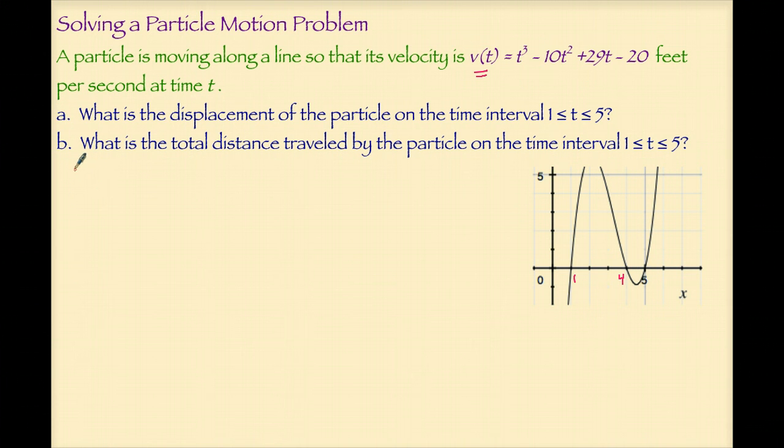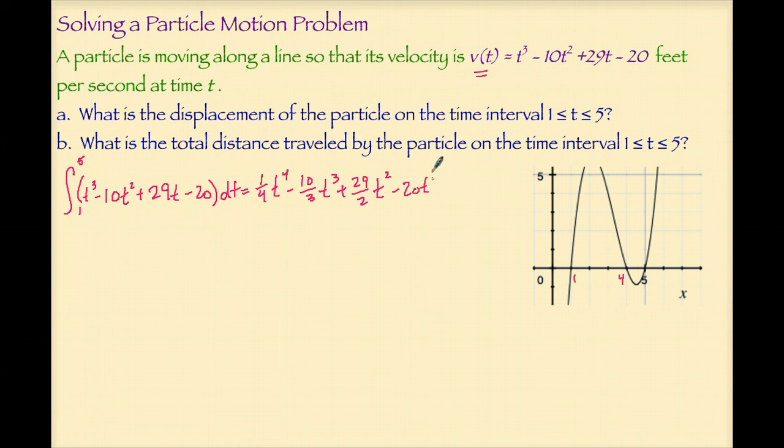Let's start with displacement. We're going to integrate the velocity function from 1 to 5, and that will be t cubed minus 10t squared plus 29t minus 20 dt. The antiderivative is 1/4 t to the 4th minus 10/3 t cubed plus 29/2 t squared minus 20t, of course evaluating from 1 to 5.